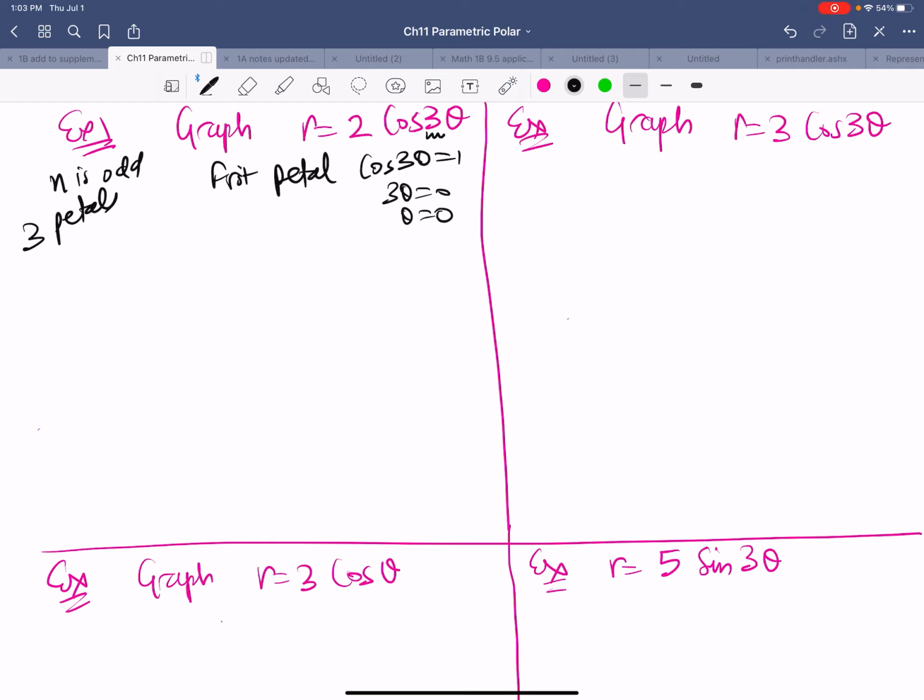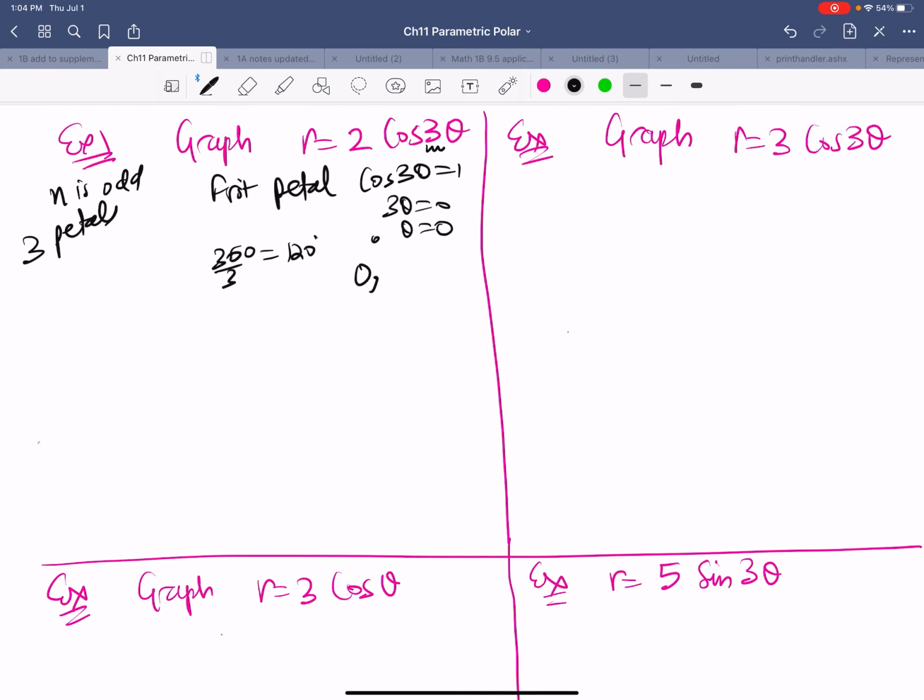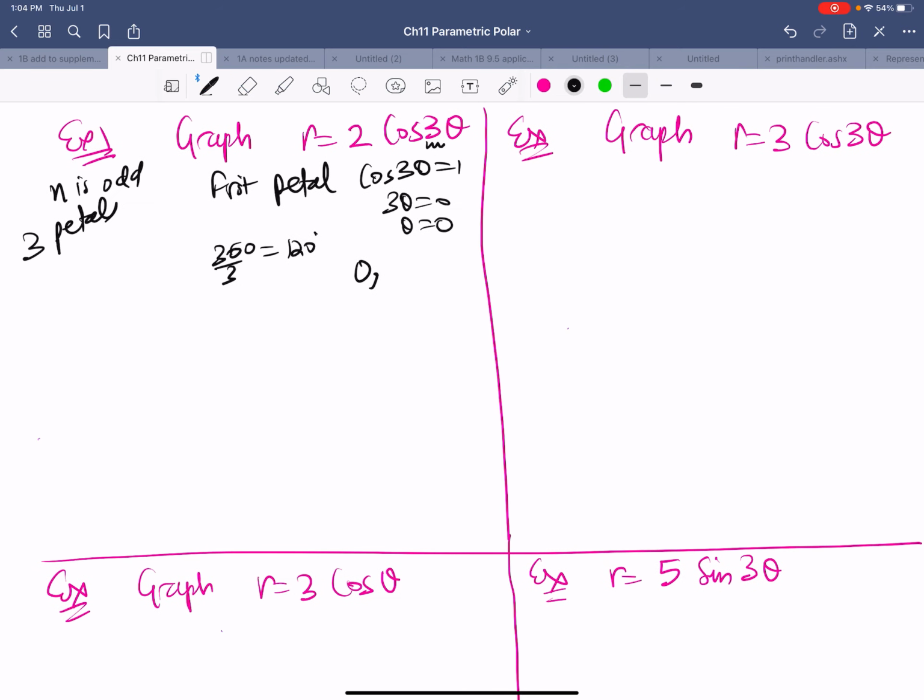So now how many total petals do we have here? We have 3 petals. So 360 divided by 3 is going to give me 120. That means the first petal is along 0 degrees, the second petal is along 120 degrees, and the third petal is along 240 degrees. So that's where my petals are going to be. You can think of it in terms of radians or in terms of degrees.